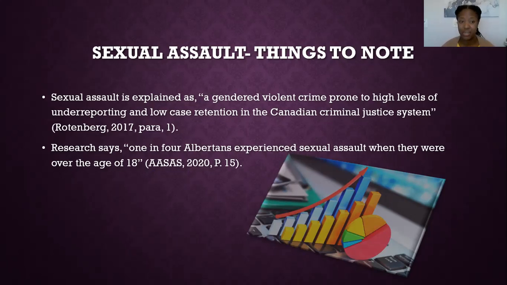There's little convictions. There's a lot of clients who will say to you, I probably don't even want to go to court because what I've heard is they re-victimize you in there and you don't get justice, right? That's often the result, and it's sad, really. Research said that 1 in 4 Albertans experienced sexual assault when they were over the age of 18. So I'm just going to go through a little bit of statistics here, just to talk about what that is like in Canada.